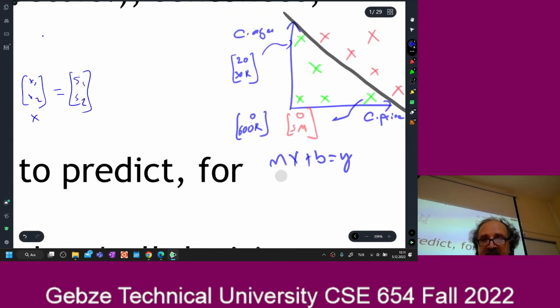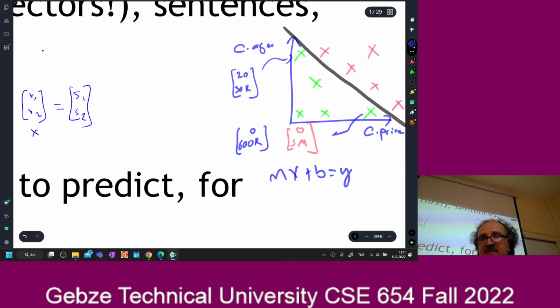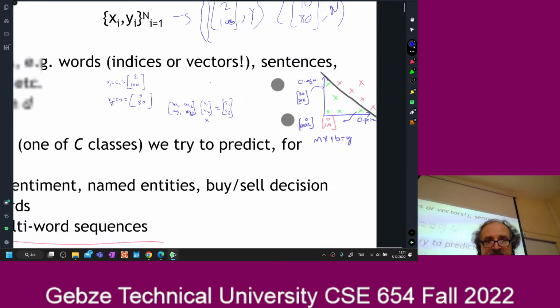Once you find these m and b values, whenever a new car comes in, you would put that new car in the space. Let's say I put it in here and compare it with this line. If it is below the line, that means that I am going to buy it. If it is above the line, that means that I am not going to buy it. That will be it.